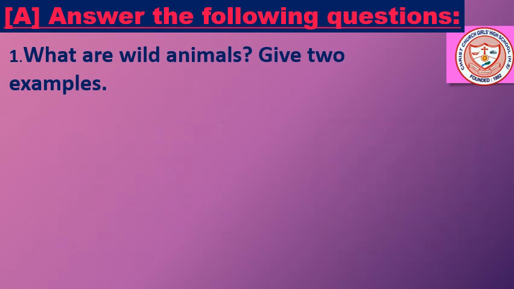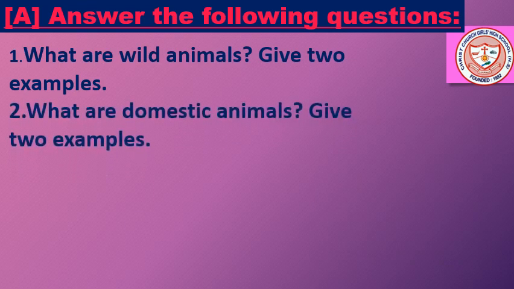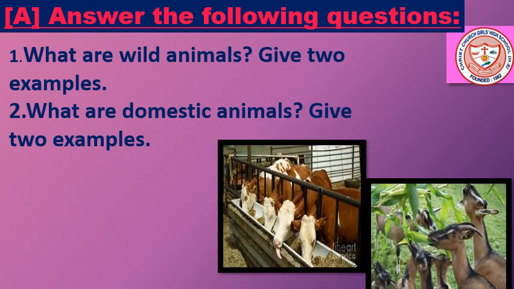Now, question number two. What are domestic animals? Give two examples. Now, we tame some animals for work or for food. We keep them near our homes or farms. They are called domestic animals.